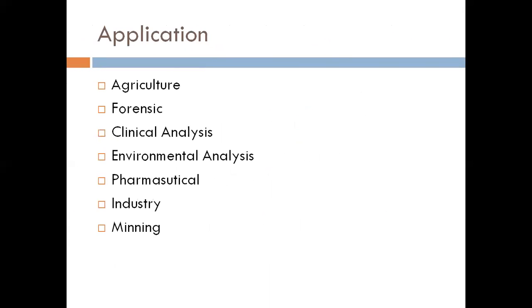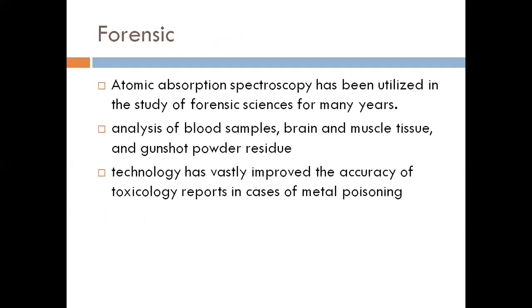So next one is forensic. Forensic atomic absorption spectroscopy has been utilized in the forensic industry for many years. Using this technology, forensic scientists can perform in-depth analysis of blood samples, brain, muscle, and gunshot powder residue. So this technology has vastly improved the accuracy of toxicology reports in cases of metal poisoning.